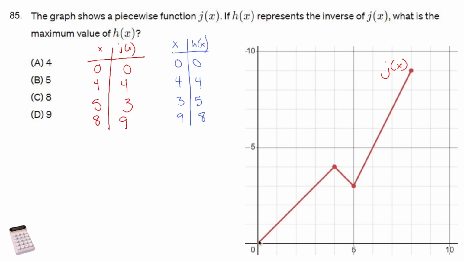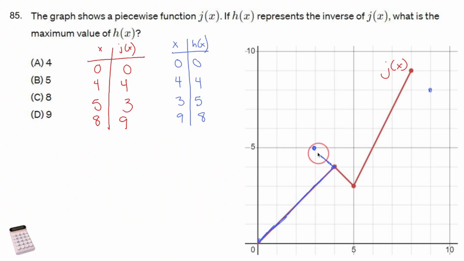Now if you wanted to graph it, you could dot here, 3, 5 is a dot here, and then 9, 8 is a dot here. So you would connect these two. Now, by the way, if you're like, why hasn't it changed here? Graphically, the inverse is a reflection over the y equals x axis. This part right here is the graph y equals x. So this is a reflection, so nothing changes.